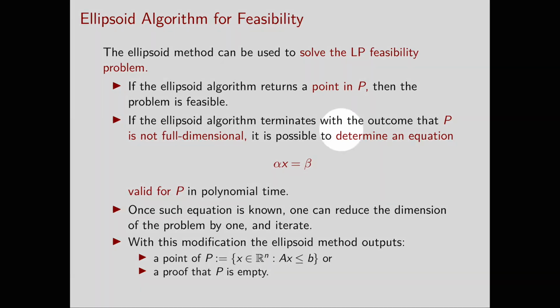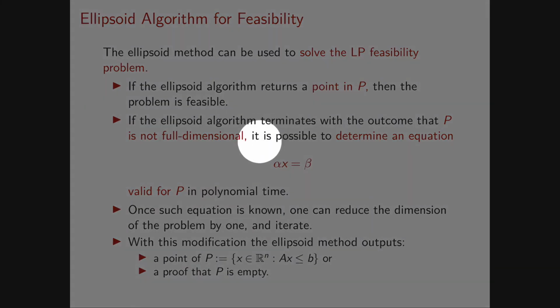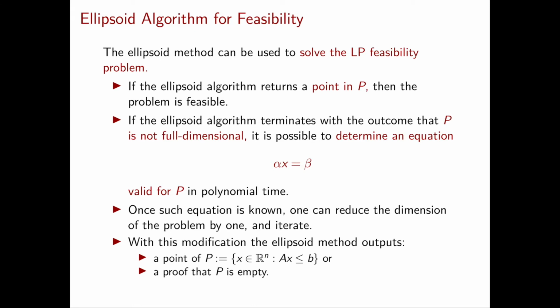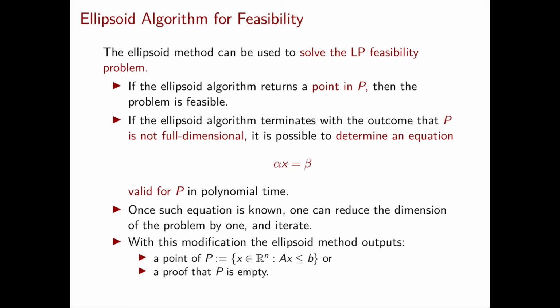Well, of course, if the ellipsoid algorithm returns a point, then you're done. The problem is feasible. On the other hand, if the ellipsoid algorithm tells you that P is not full dimensional, then it's possible to determine a hyperplane which contains P in polynomial time. At this point, this hyperplane allows you to reduce the dimension of the problem by 1, and so you can just iterate. If you eventually arrive at dimension 0, of course you just have a point and you can easily check if this point is in the polyhedron or not.